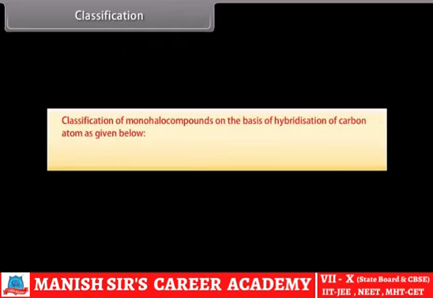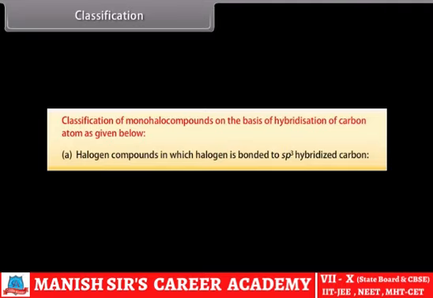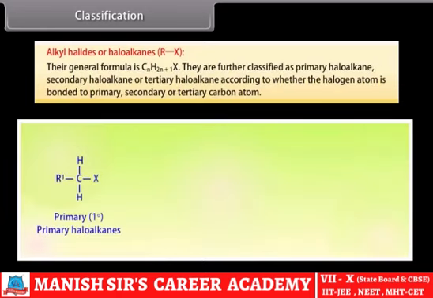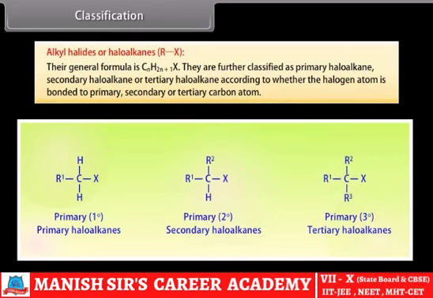Classification. Classification of monohalo compounds on the basis of hybridization of carbon atom is as given below. Halogen compounds in which halogen is bonded to sp3 hybridized carbon. Alkyl halides or haloalkanes, RX. Their general formula is CnH2n+1X. They are further classified as primary haloalkane, secondary haloalkane, or tertiary haloalkane according to whether the halogen atom is bonded to primary, secondary, or tertiary carbon atom.